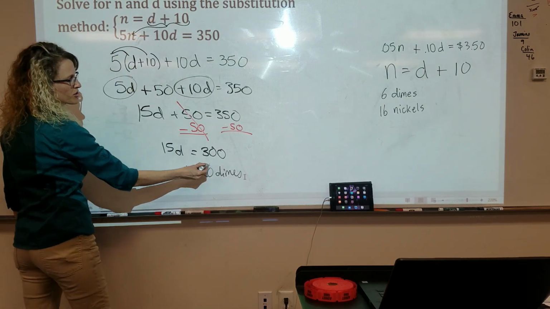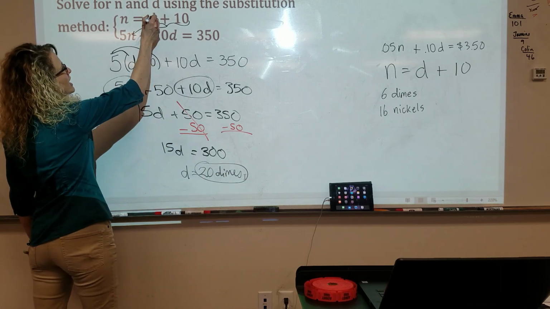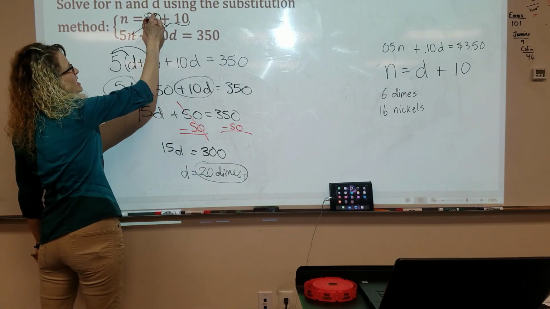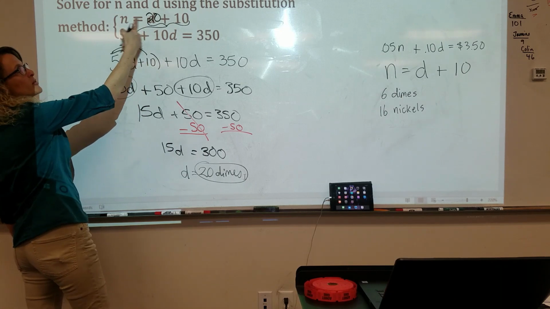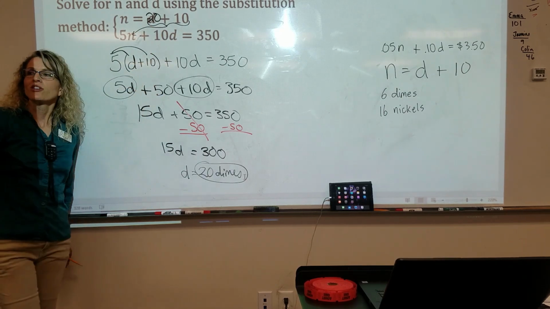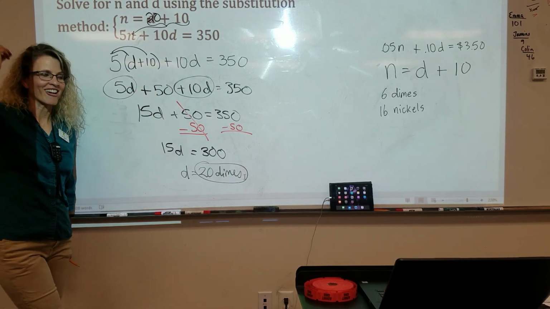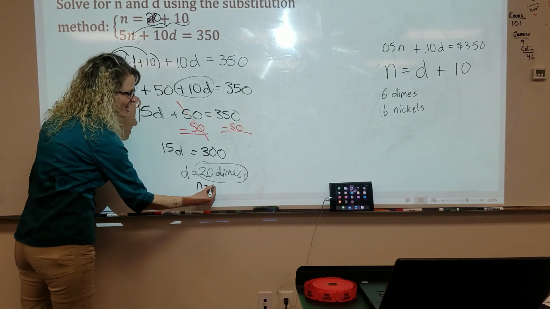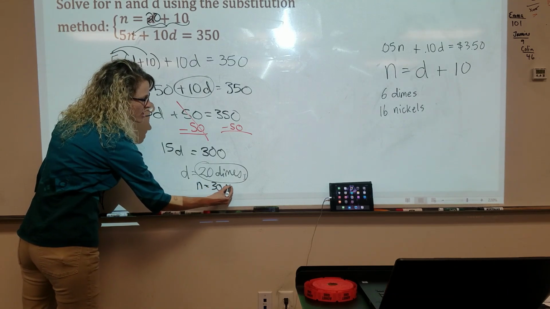So since I know that there's 20 dimes, can I come up in this equation and put a 20 in for dimes? And so, the number of nickels would be 10 more than that. So the number of nickels is, get ready? 30. 30, good. Thank you for calculating mentally and staying with me.